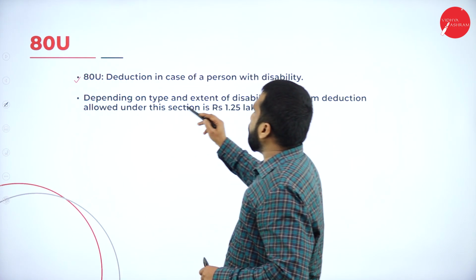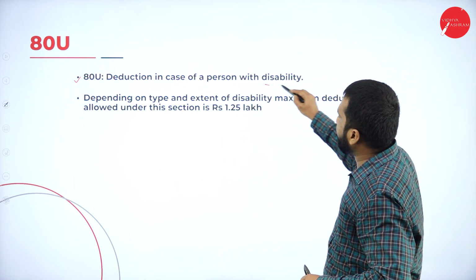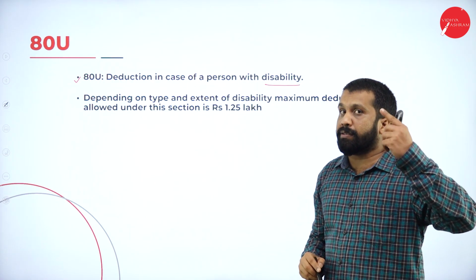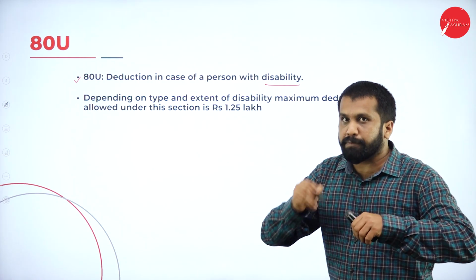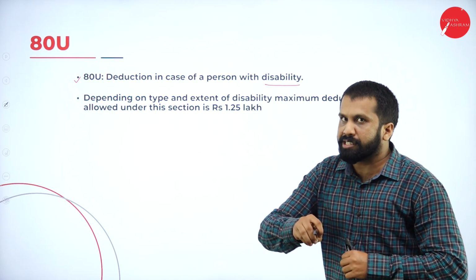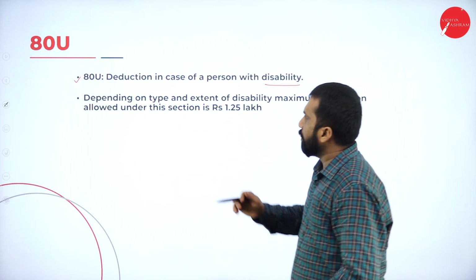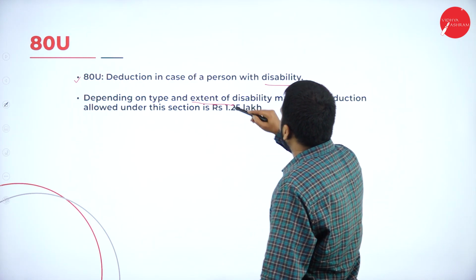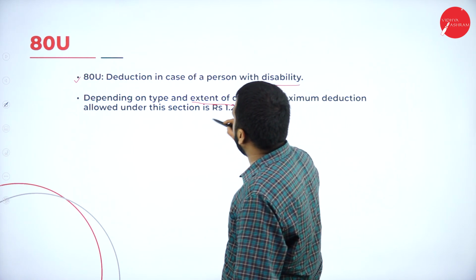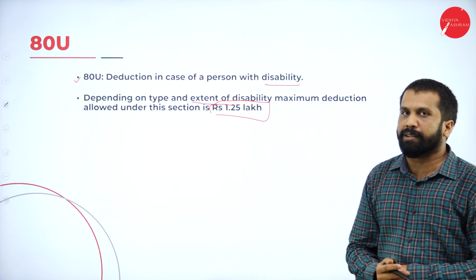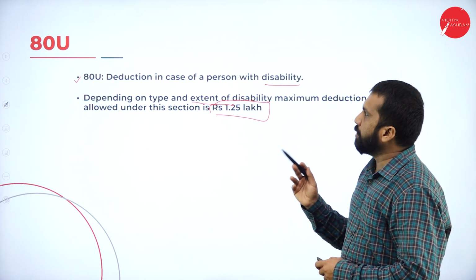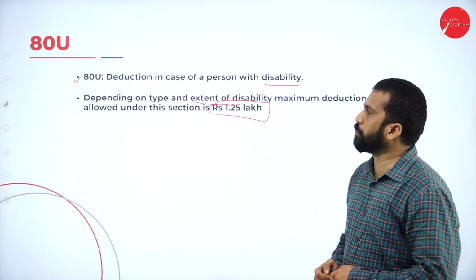80U. Deduction in case of person with disability. Already we have done 80DD, that is for a dependent. This is for yourself, if you are disabled. Then, depending on the type and extent, it may vary. Up to 1,50,000 is your deduction. Hope you are clear. Good. This is all about 80U.